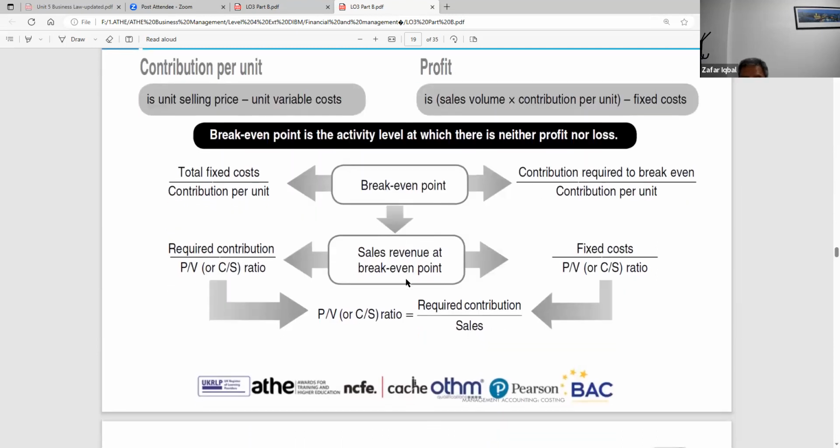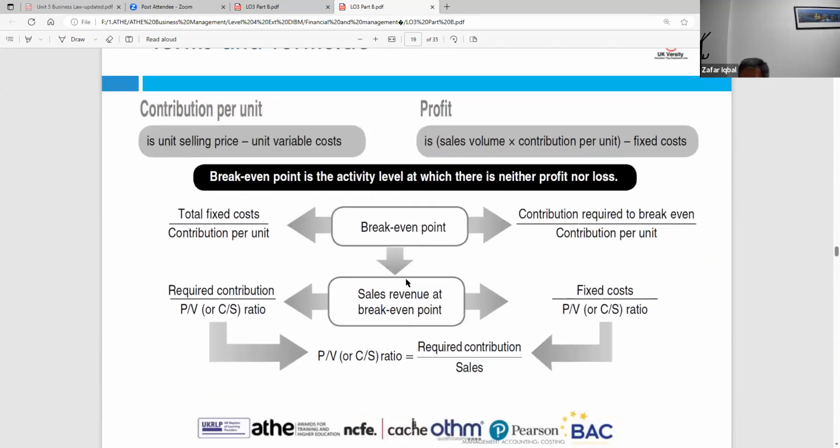For example, earlier on we said contribution is sales minus the variable cost. The total sales minus the total variable cost will give you the contribution towards the fixed cost. The more contribution you get per unit, the more profitable that particular unit is, and you continue to produce that. And you disband the products that are not giving you good contribution. But full cost, absorption costing, doesn't tell you this. So what is this break-even point and how do we know?